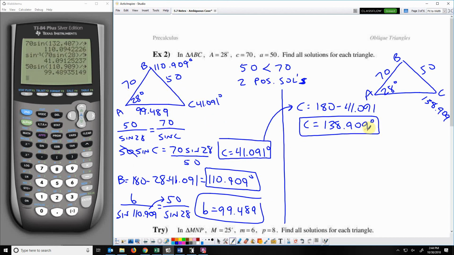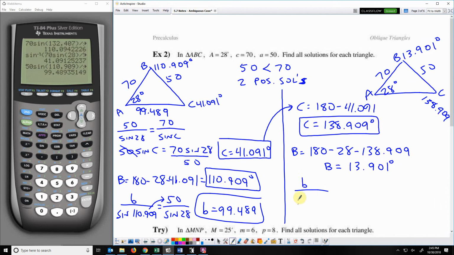Now over here, I found that the option for angle C is 138.909. So for angle B, I do 180 minus the two angles that I now know, 28 and 138.909. So when I subtract those two angles from 180, I find that that angle B is 13.901 degrees. And the only thing left missing is side B.